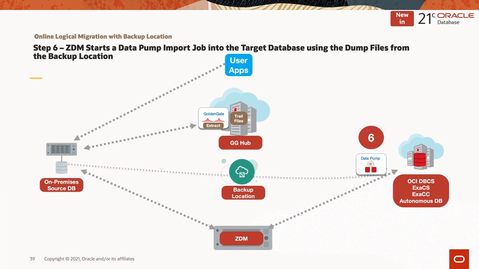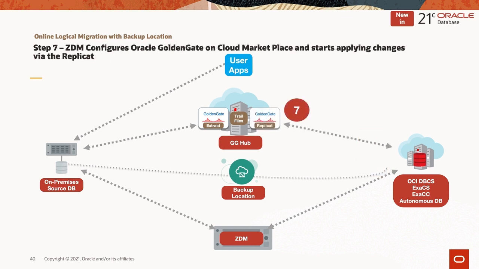Then ZDM will start a Data Pump import job into the target database using the dump files from the backup location. If the target database is an autonomous database, then this is done completely automatically. The autonomous database will do the import. If the target database is an OCI database like Database Cloud Service, Exadata Cloud Service, or Exadata Cloud@Customer, in that case ZDM will copy or transfer the dump files from the backup location into the target Database Cloud Service, and then will instruct the target Database Cloud Service to perform the import job. Once the import job is finalized, we have an instantiated database on the target Database Cloud Service.